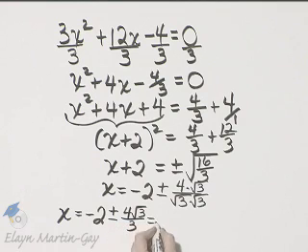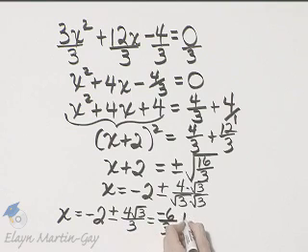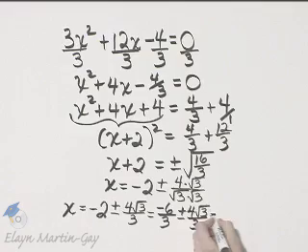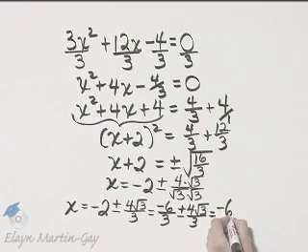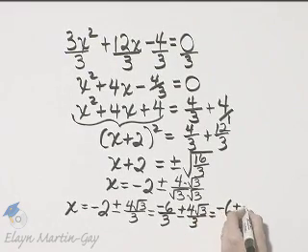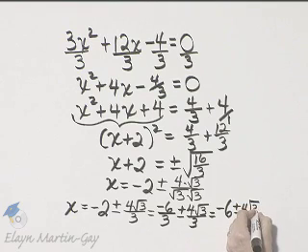So x is equal to negative 2 plus or minus, that's 4 square root of 3 over 3. And let's go ahead and combine these two terms by getting a common denominator of 3. I'll write negative 2 as negative 6 over 3, and then plus or minus 4 square root of 3 over 3. And now I can combine those two terms, and I can write it as negative 6 plus or minus 4 square root of 3 all over 3.